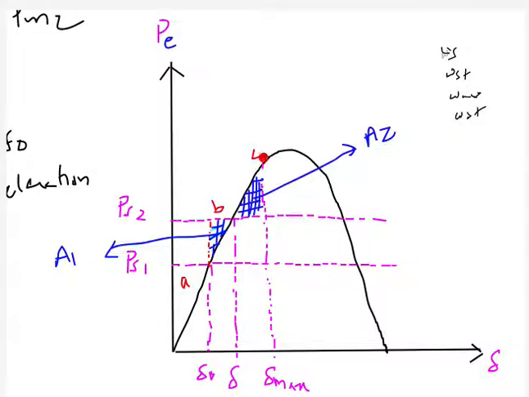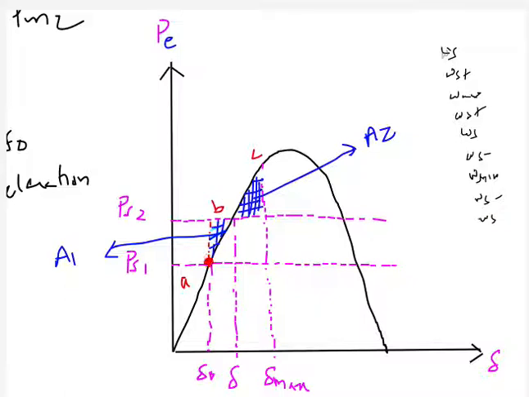Then we'll come to this point C, where due to deceleration it will again become omega s. Then it will further start reducing, becoming omega s minus. Then it will come to the point B where it becomes omega minimum, which is less than omega s. Then, when it starts swinging backwards, it will be omega s minus, and then come to this point where it is again omega s.